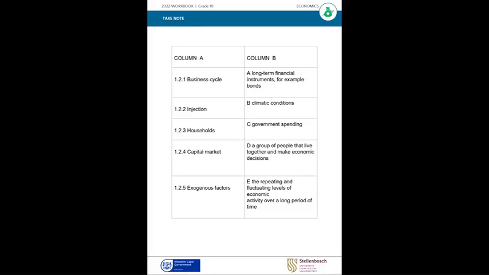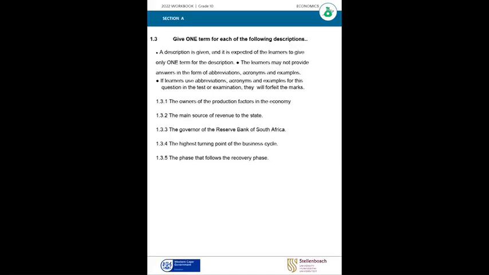This is the one where learners score good marks. Most times people get their full amount of marks for this section here, because your answers are all there for you. Right, then the last section A that you have to do is 1.3, which is the more difficult one, right?